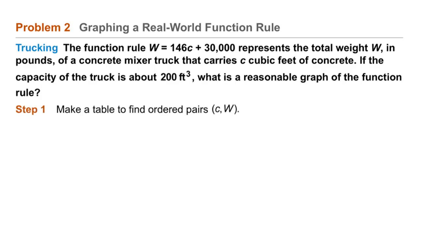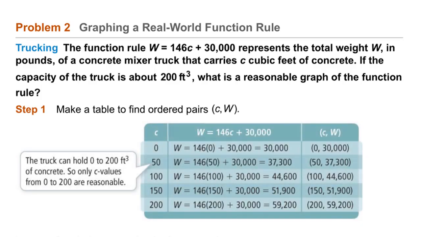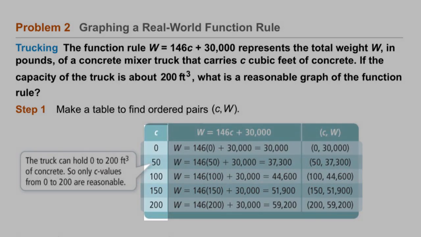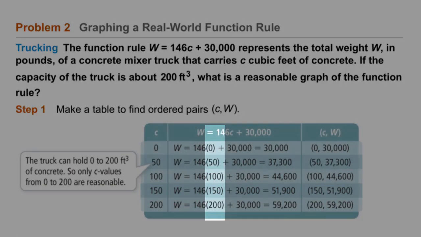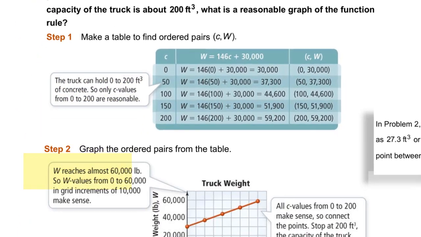Well, step 1, we'll make a table to find ordered pairs, C, W. Similar to before, we'll list some values for inputs, substitute those into the equation to find outputs, and then write the ordered pairs, our input-output values, that we'll use to graph. Now take note, the truck can hold 0 to 200 cubic feet of concrete, so only C values from 0 to 200 are reasonable. Using values outside that range creates additional work for us that's unnecessary.